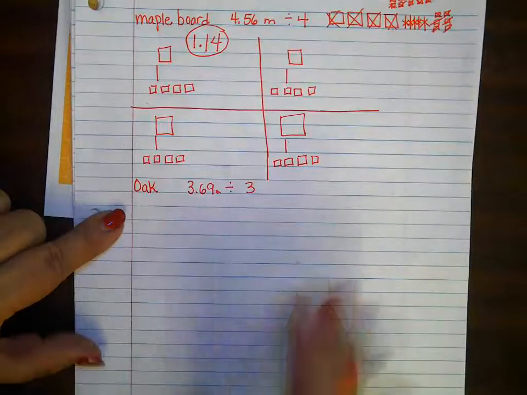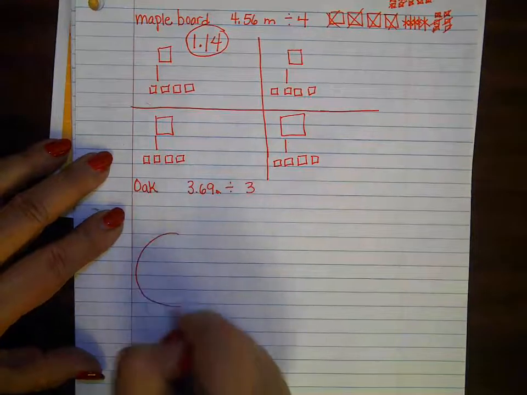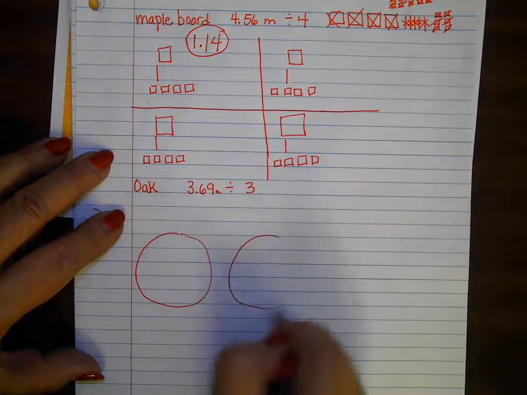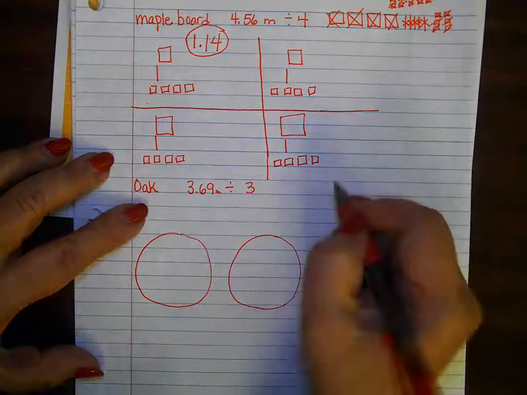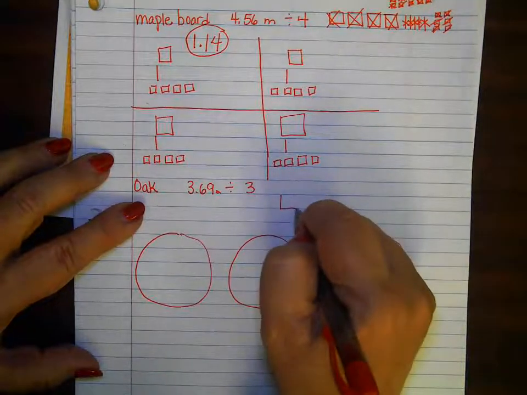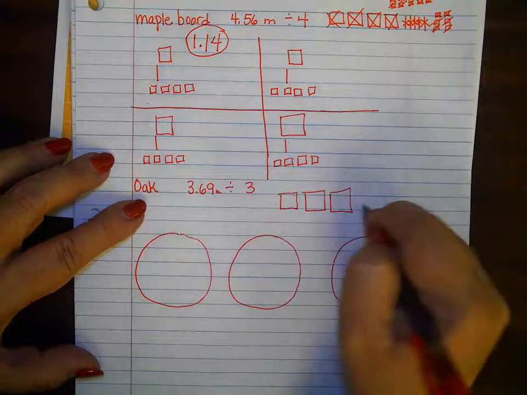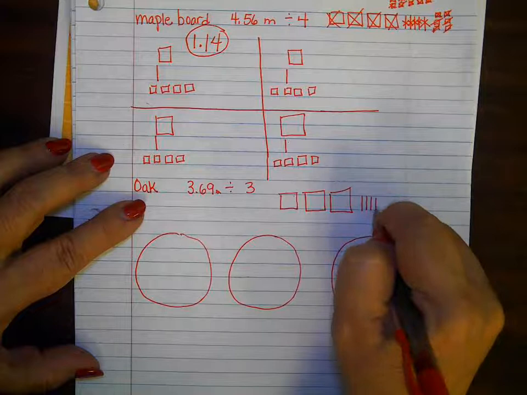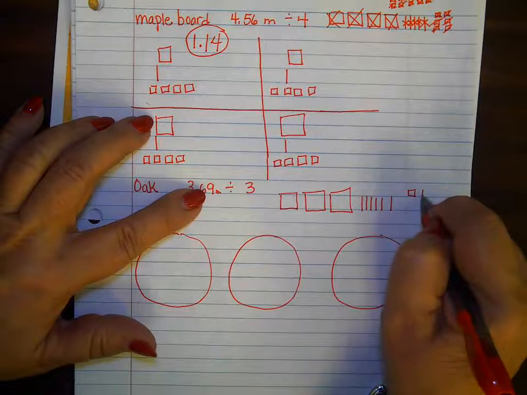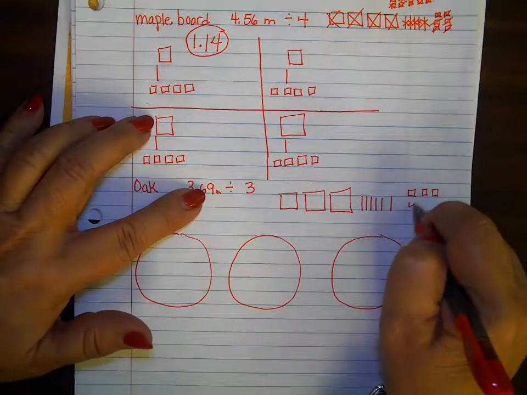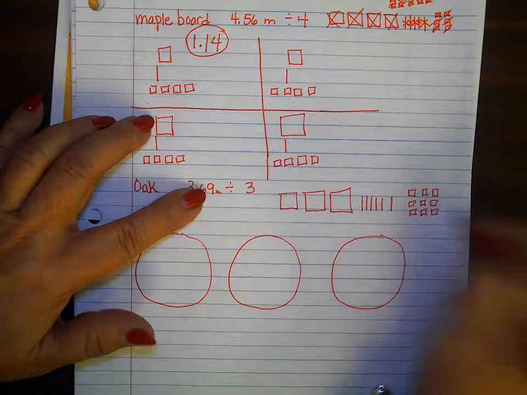I'm going to do the same thing with the oak, but I have 3, so I'm just going to make 3 circles. 1, 2, 3. So I have 3 flats. I have 6 rods, and I have 9 hundredths. 1, 2, 3, 4, 5, 6, 7, 8, 9.